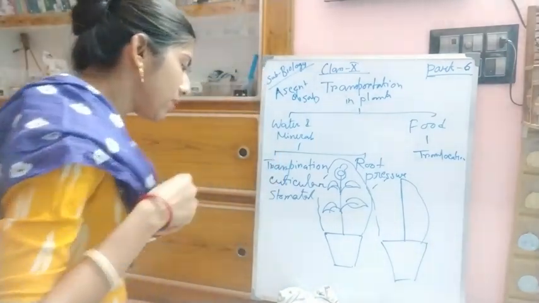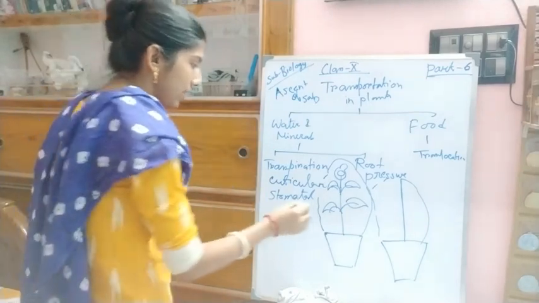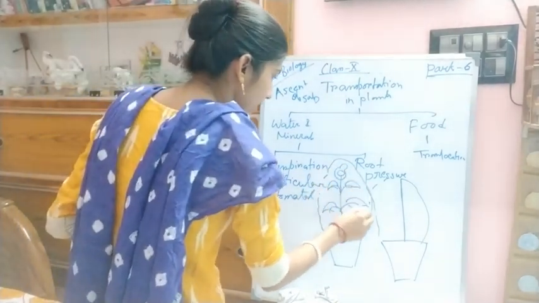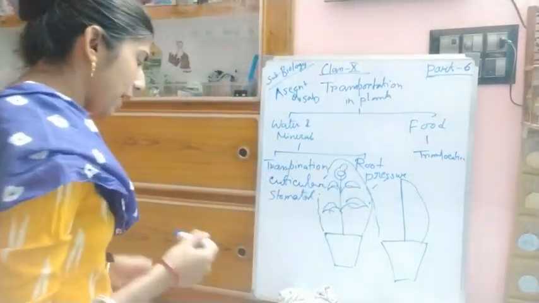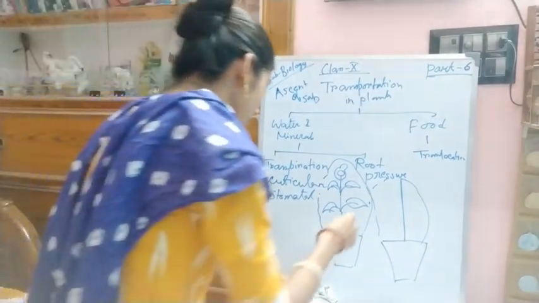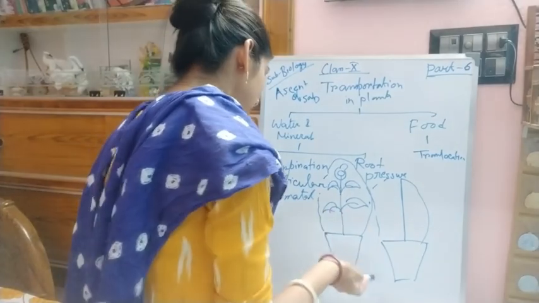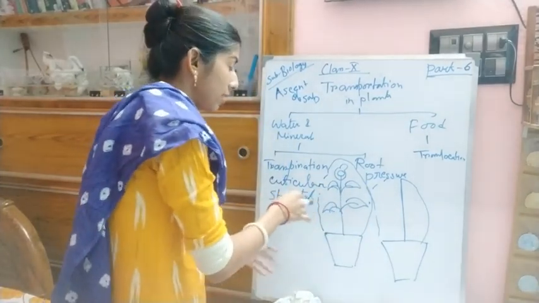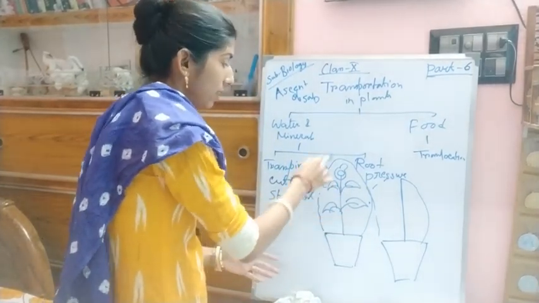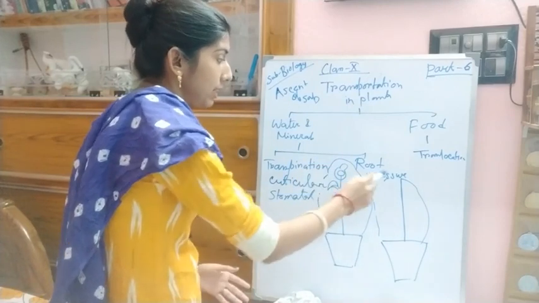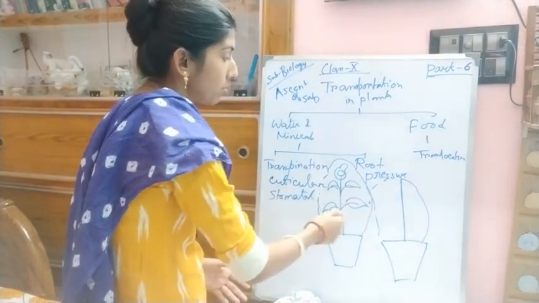After some time, what you will see is that some water droplets will appear in the case where the plant is present, and that part will be wet.